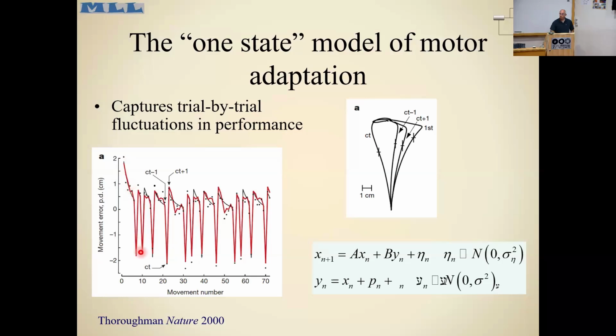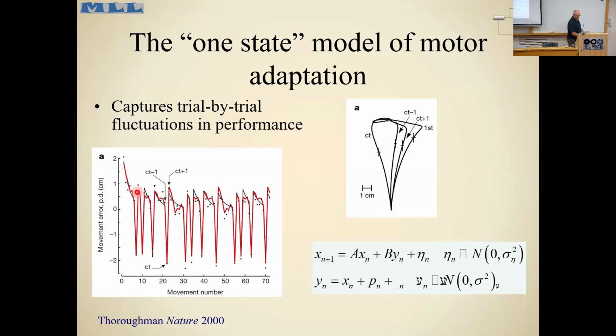And then all of a sudden, we turn off the perturbation. So now, all of a sudden, they make an error in the other direction. And what happens is that on the following movement, they correct. And so you can see that one movement's worth of error is enough to drive a correction on the following movement.